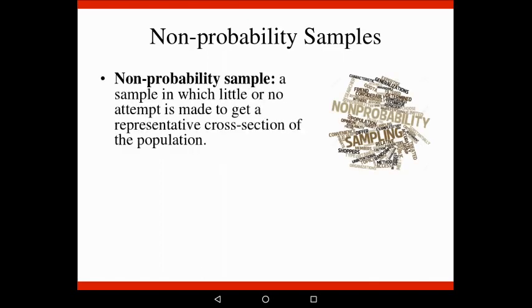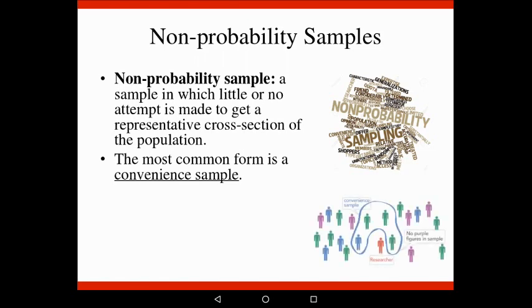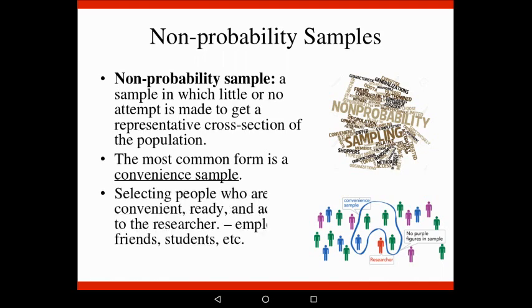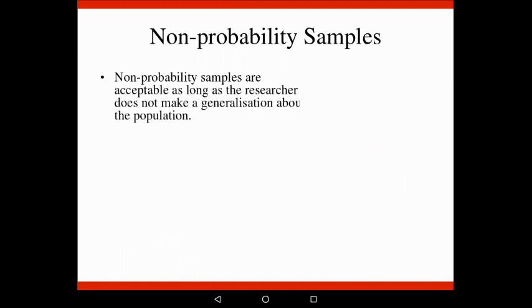Then we have non-probability samples. This is a sample in which little or no attempt is made to get a representative cross-section. You're not trying to get a representative sample, you're just choosing whoever. And the most common form is using a convenience sample. You just say, oh, I'm going to take those guys, because they're the easiest to get hold of. These are people that are convenient, readily accessible to the researcher, like friends and students. It's like if you had to do some research on Facebook, just asking your friends on Facebook what they think. That would be a convenience sample.